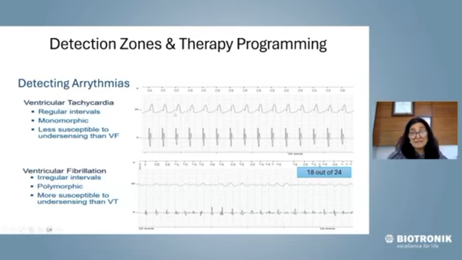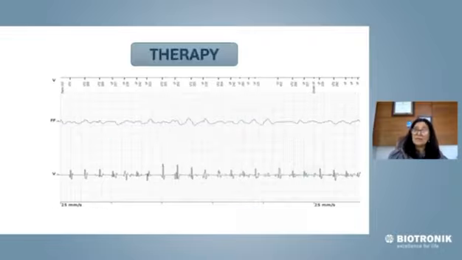Whenever it is a VT, it will look at the regular intervals, monomorphic, and of course, it is less susceptible to undersensing than ventricular fibrillation. So there are a number of intervals to detect. However, when it is ventricular fibrillation, the intervals are irregular, it is polymorphic, and it has some susceptibility to undersensing because the R waves may be very small, which may not be picked up by an ICD. Hence, a probabilistic window is given, 18 out of 24, 20 out of 24, which is programmable, and you don't want to miss a ventricular fibrillation.